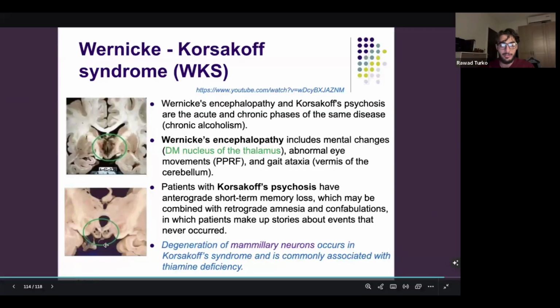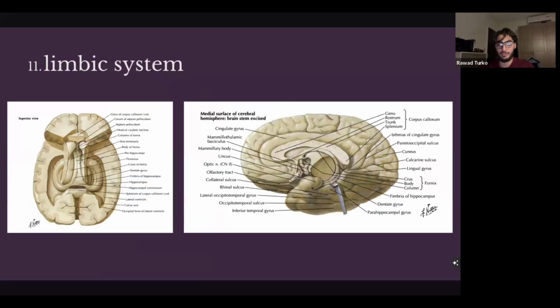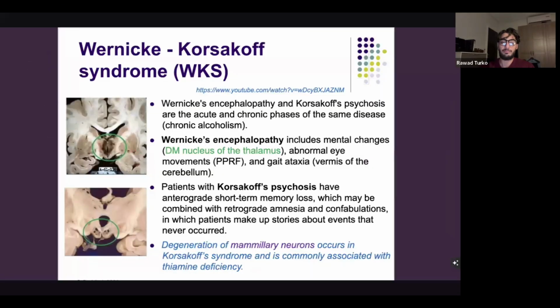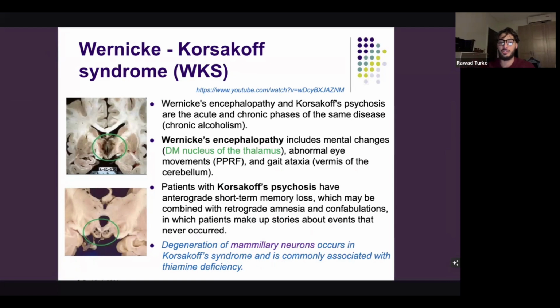So the mammillary neurons, I think we have a slide on it back here. Yeah, so this is the mammillary bodies, okay, here. And again, these are all in very similar places when we look at a coronal section, for example, of the brain. Okay, so the main thing that I want you to know: degeneration of mammillary neurons occurs in Korsakoff syndrome and is commonly associated with thiamine deficiency. This is vitamin B1 deficiency. You'll learn about this disease, inshallah, next year in more detail. But for now, this is good enough for you to know.